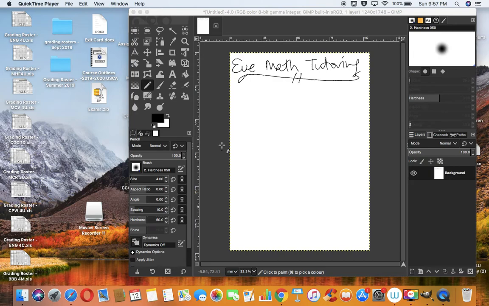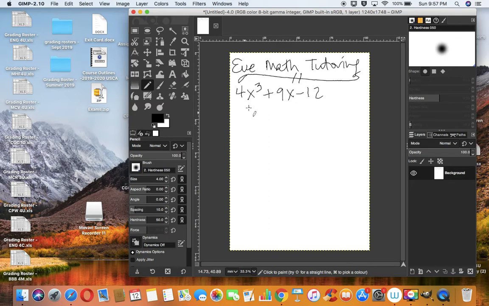Today we're going to be learning about dividing polynomials using long division. So say I want to divide a polynomial by a binomial, and I have the following question. Divide 4x cubed plus 9x minus 12 by 2x plus 1. So when I set this up, I'm going to write down 2x plus 1.